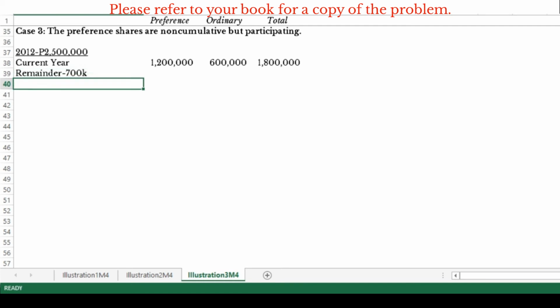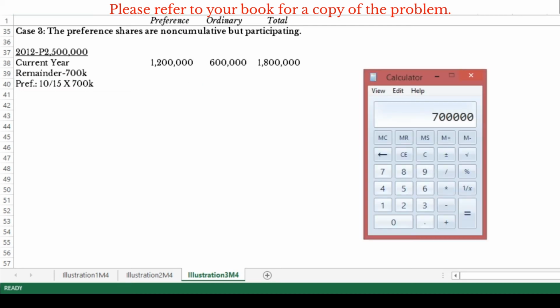Okay, now this 700,000 would be allocated again to the ordinary and preference shares based on their total par value of the capital. Okay? So if yung preference, meron tayong 10 million na total capital over the total capital na preference and ordinary, which is 15 million, 10 million plus 5 million, i-multiply natin yon dun sa 700,000 na kailangan nating i-distribute. Yan yung magiging share ng preference shares doon sa ating remainder na 700,000. Yun yung kanyang participation. So that would be 700,000 times 10 over 15. So that is 466,667.